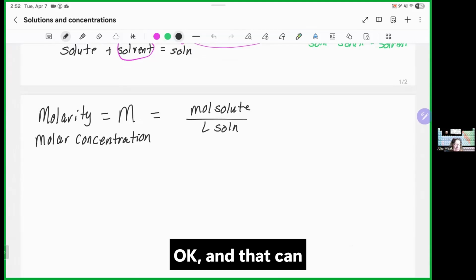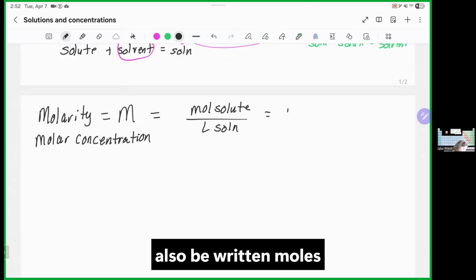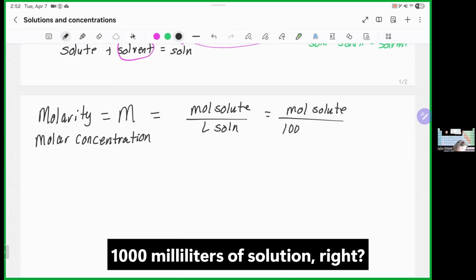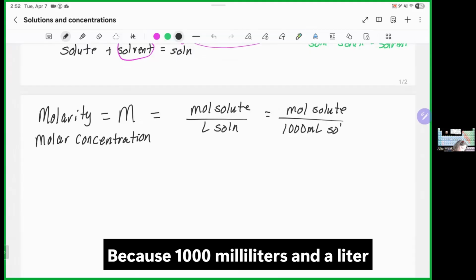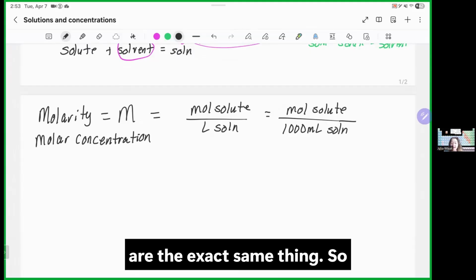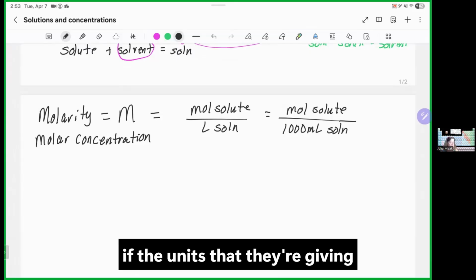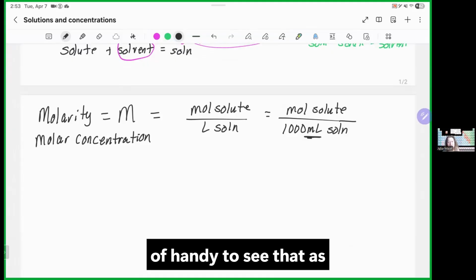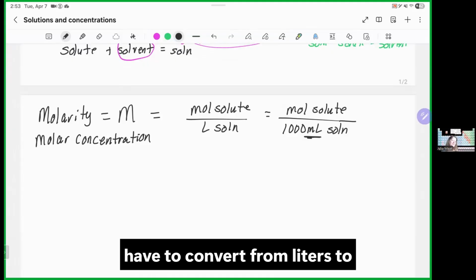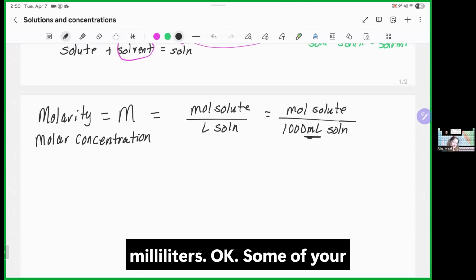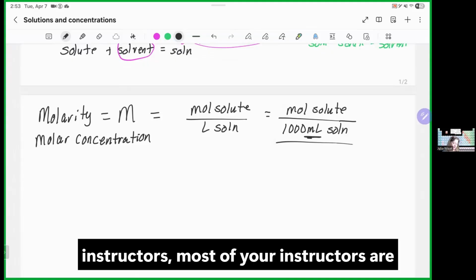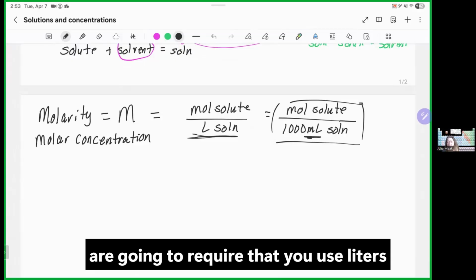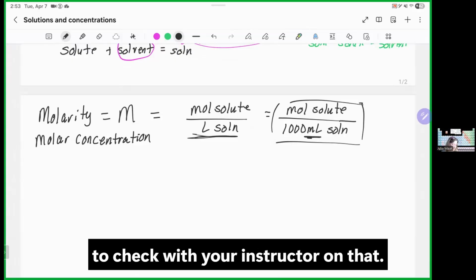Okay, and that can also be written moles of solute over 1,000 milliliters of solution, right? Because 1,000 milliliters and a liter are the exact same thing. So if the units that they're giving you are in milliliters, it's kind of handy to see that as 1,000 milliliters, because then you don't have to convert from liters to milliliters. Most of your instructors are going to be okay with that. Some of them are going to require that you use liters and do that conversion. You'll just have to check with your instructor on that.